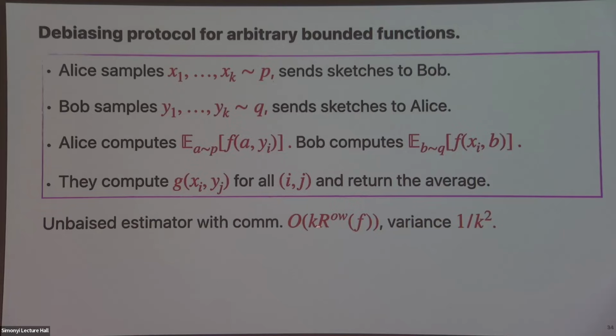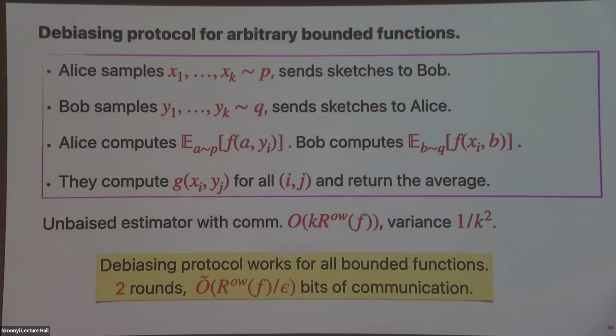But the nice thing is that the communication is scaling linearly with k, but the variance is dropping quadratically with k. We want the variance to be epsilon squared. So we set k equal to 1 over epsilon squared. And we get a protocol that works for all bounded functions in 2 rounds and uses O tilde of r one way of f divided by epsilon bits of communication.